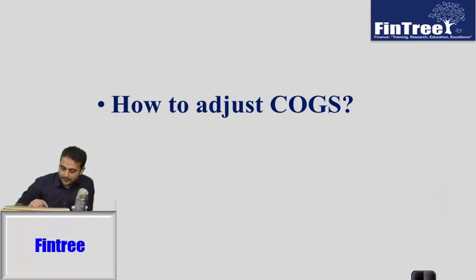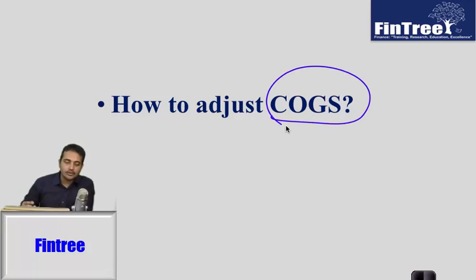Moving forward. How do we adjust COGS? So you take LIFO COGS and then you say minus increase in LIFO reserve. Do we do anything for taxes? Do we do anything for taxes? No, no need here.